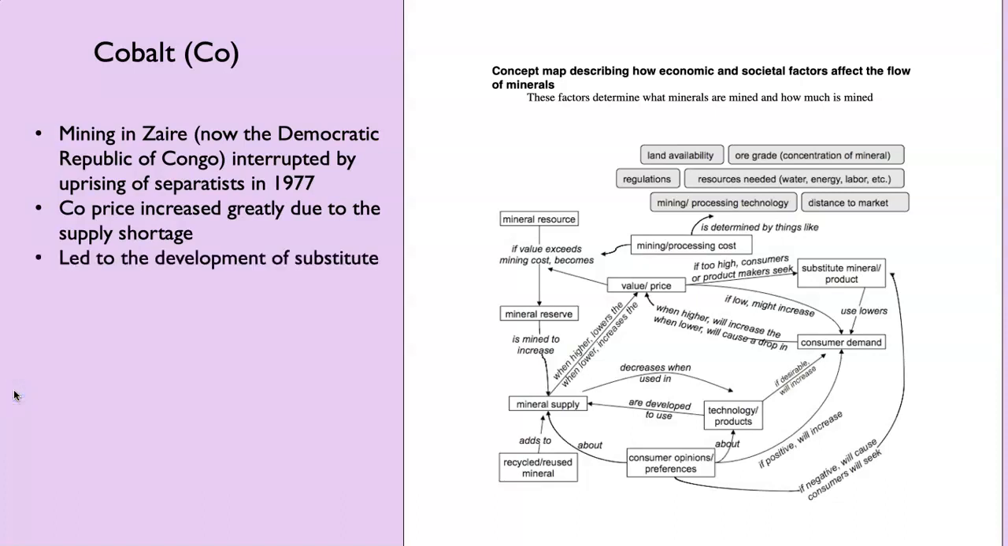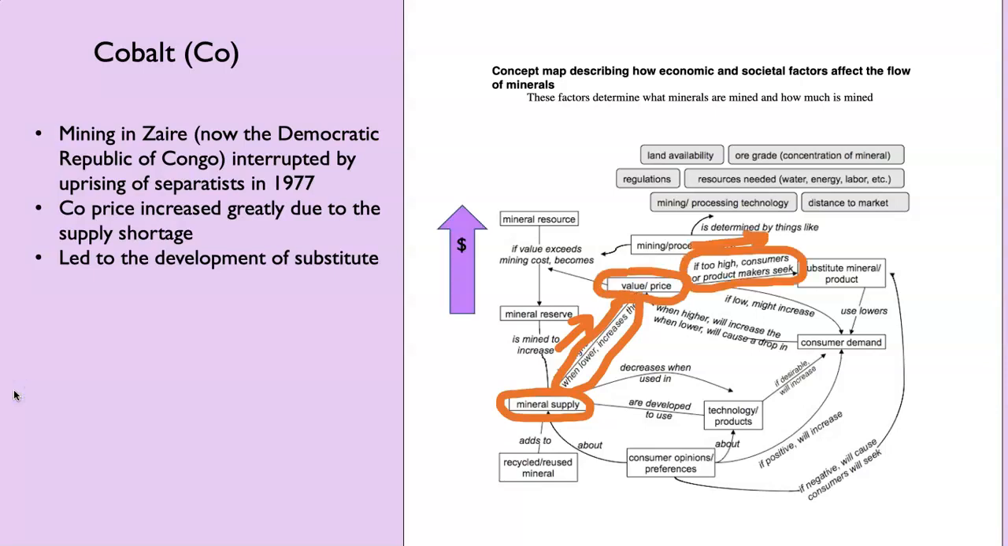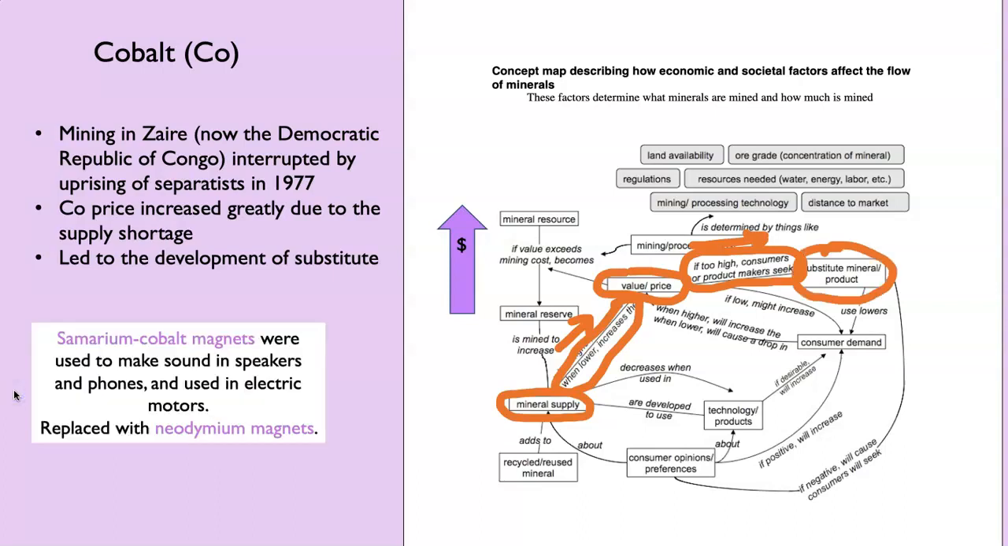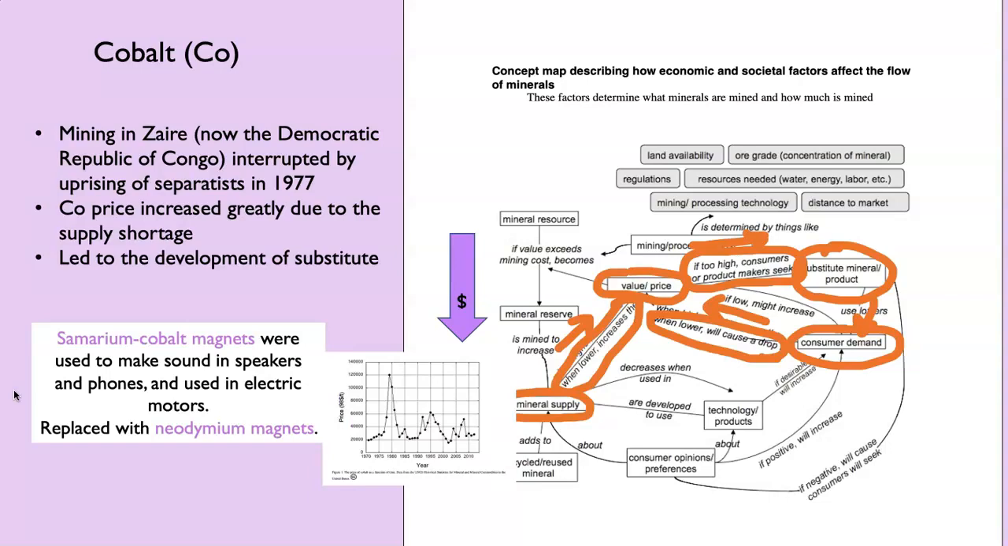And this led to the development of a substitute. So if we look at this on the chart, we have our mineral supply, and it became low, so the price increased. And because that was too high of a price to pay, people looked for substitutes. And actually the substitute that was found was neodymium for magnets. So samarium and cobalt magnets were being used to make sound in speakers and phones and for electric motors. And then they were replaced with neodymium magnets, which are rare earth elements, which we're going to talk about in Lab 13. This decreased consumer demand as well as the price. And that's where we got the graph.